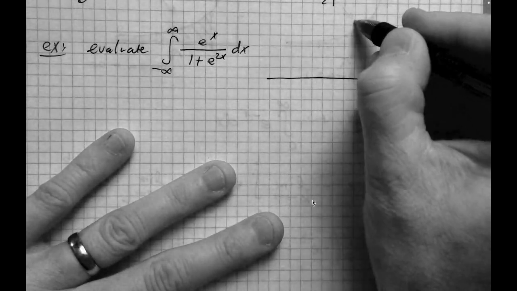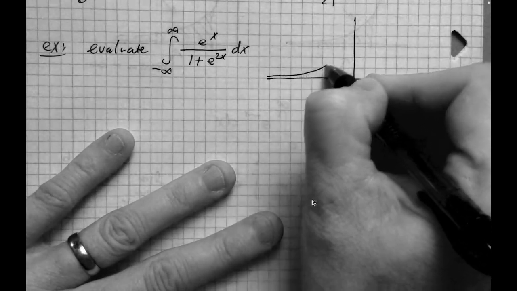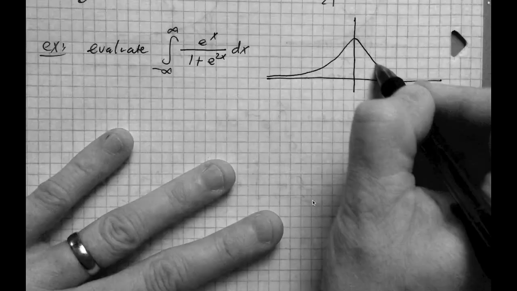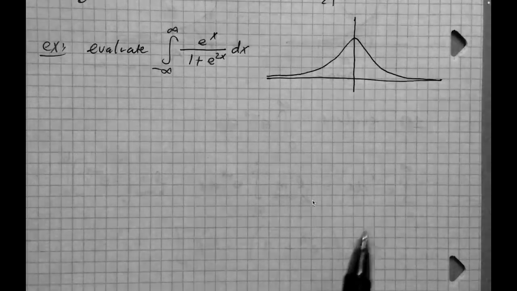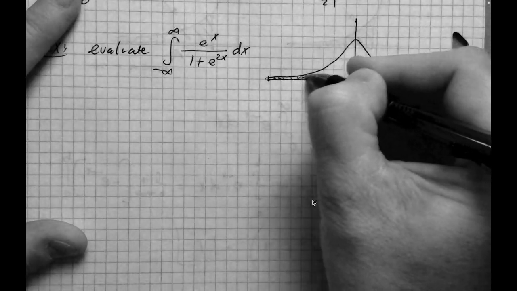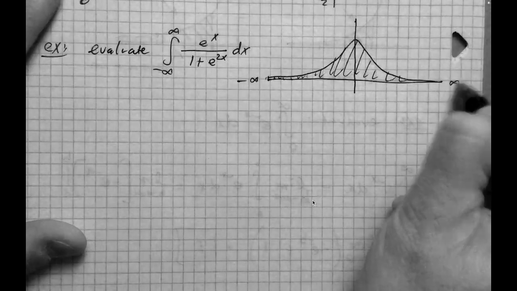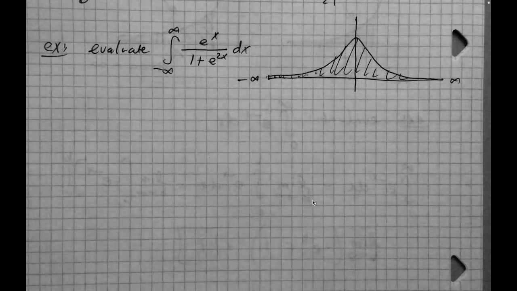Now let's see what this looks like. If I've got my xy axis like this, the curve comes up to a peak and then heads back down, totally symmetrical about the y-axis. What we want to know is, what is the area under the curve all the way from negative infinity to positive infinity? Is it finite? Is it infinite? Let's find out.